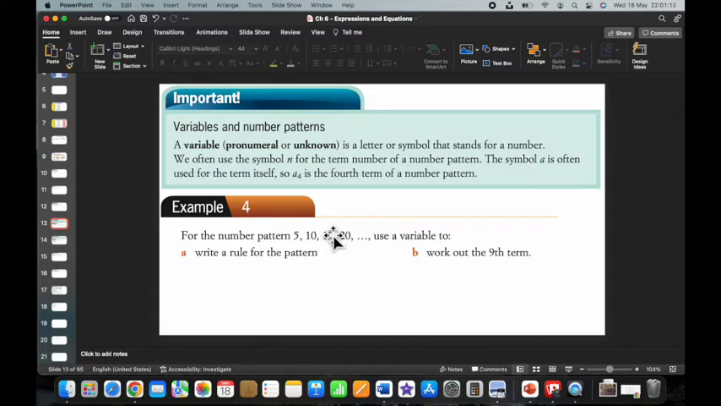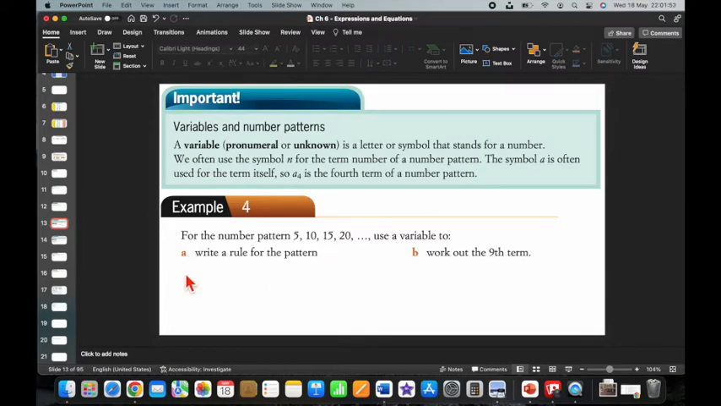Okay, welcome back. So you've written down a variable. Now a variable can also be called a pronumeral or an unknown. It is a letter or a symbol that stands for a number. So wherever you've got a letter that stands instead of a number, that's called a variable. We often use the symbol n for the term number of a number pattern. The symbol A is often used for the term itself. So A4 is the fourth term of a number pattern. So in this case, it would be 20. 20 is the fourth term. 1, 2, 3, 4.